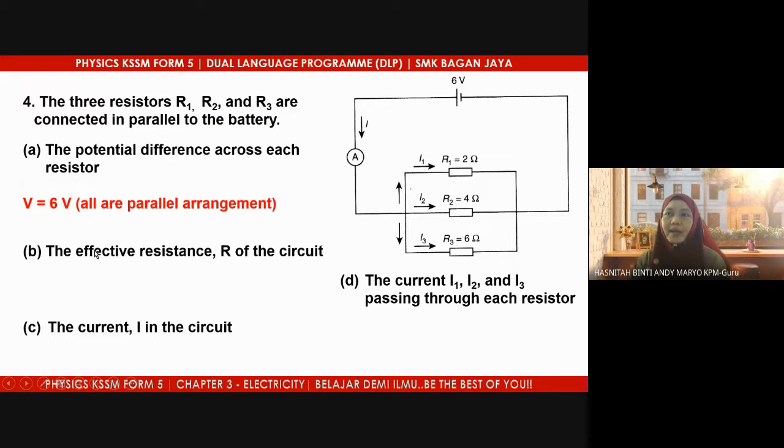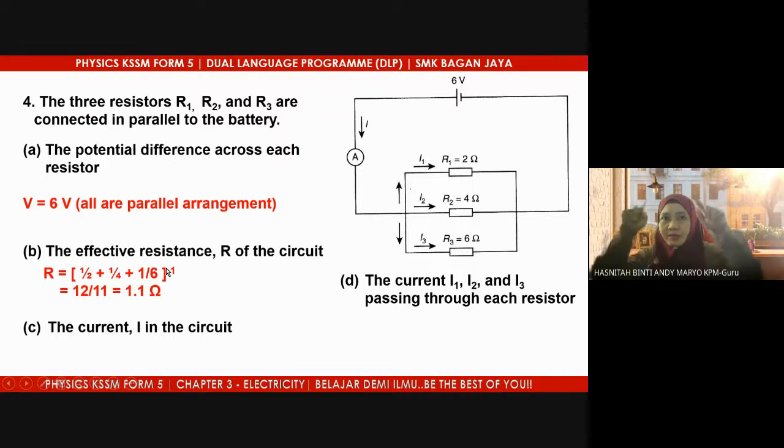Okay, now find the effective resistance of the circuit. How to find effective resistance for a parallel circuit? Yes. So our formula is 1 over R equal 1 over R1 plus 1 over R2 plus 1 over R3. If you are familiar with the equation, you can simplify it by writing like this: 1 over 2 plus 1 over 4 plus 1 over 6, and then just write in bracket. Okay, this shows the inverted.